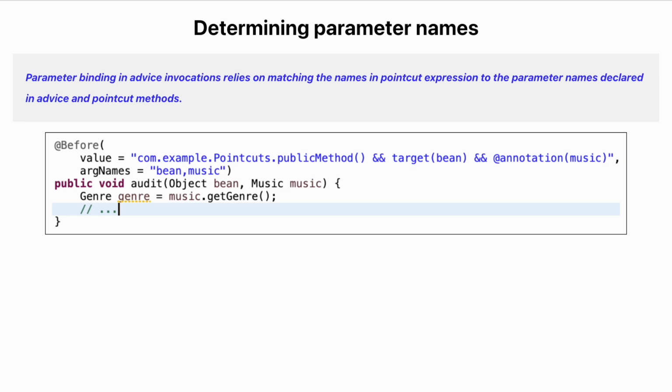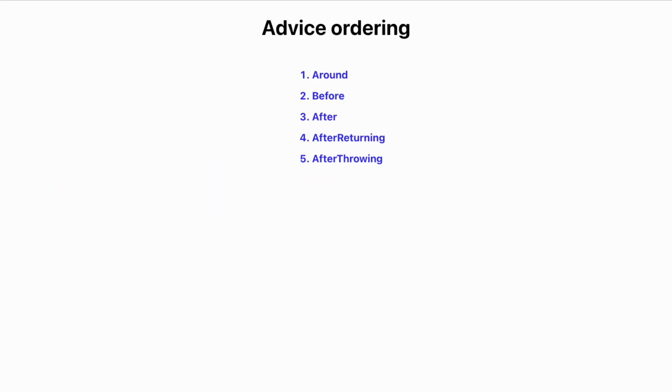If the first argument is of type JoinPoint, ProceedingJoinPoint, or JoinPoint.StaticPart, the name of the parameter is not required in argNames. Advice ordering. If there are multiple pieces of advice defined for the same join point, then these advice methods are executed according to their precedence. The precedence from highest to lowest is around, before, after returning, and after throwing. An aspect class can implement the Ordered interface or it can be annotated with the Order annotation to assign precedence.